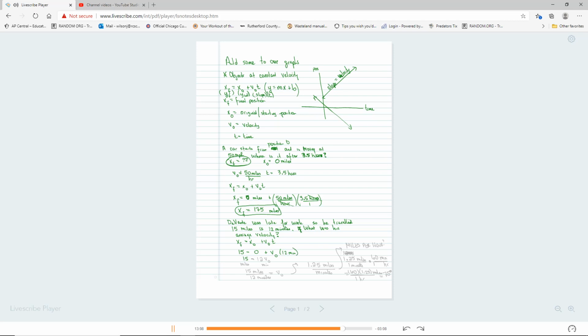So 15 equals 12 V original, and this is miles, and this is minutes. So we get 15 miles divided by 12 minutes equals V original, his speed. Let's see, 15 divided by 12 is 1 with a 3 left over, 1.25. 1.25 miles per minute.